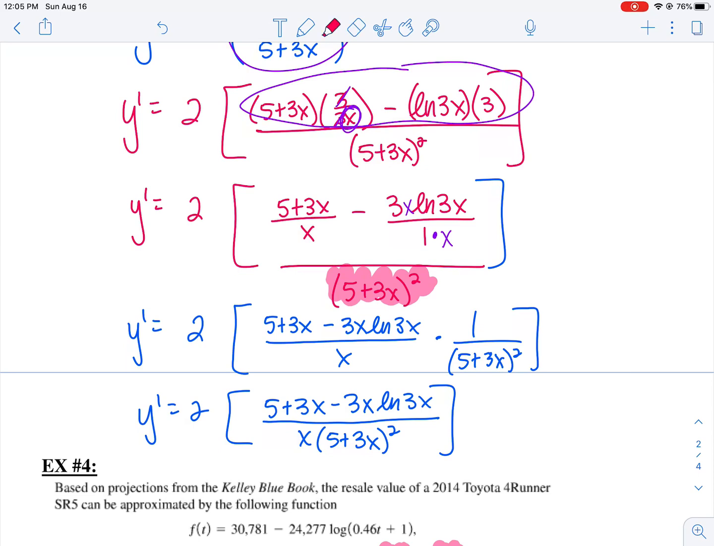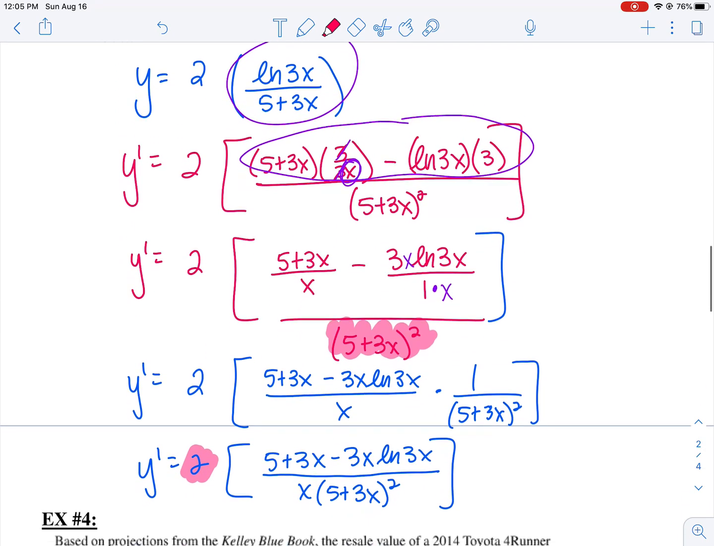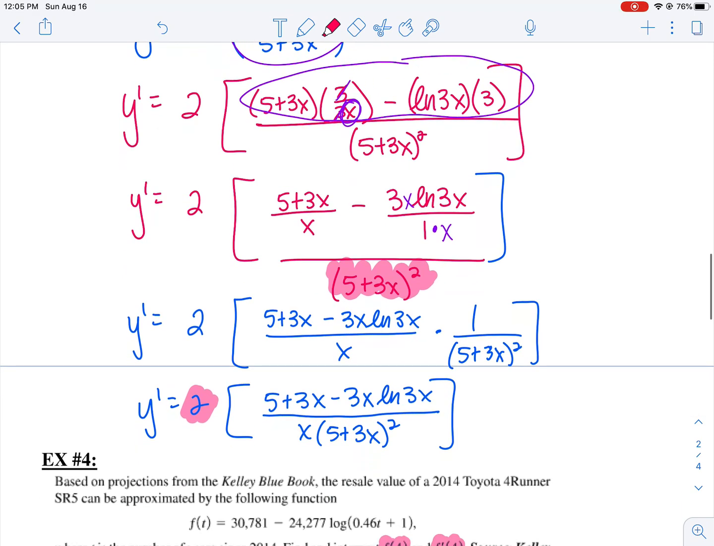Don't forget you still have that 2, that coefficient in the front. You could, I guess, distribute the 2 to everything in the numerator in the top if you wanted to and call it a 10 plus 6x minus 6x natural log of 3x if you wanted to. Or you can leave the 2 out in front. Either way would be okay with me. Whew, that was kind of a complicated problem. You have to be really careful on that one to be able to see all the little pieces on that.